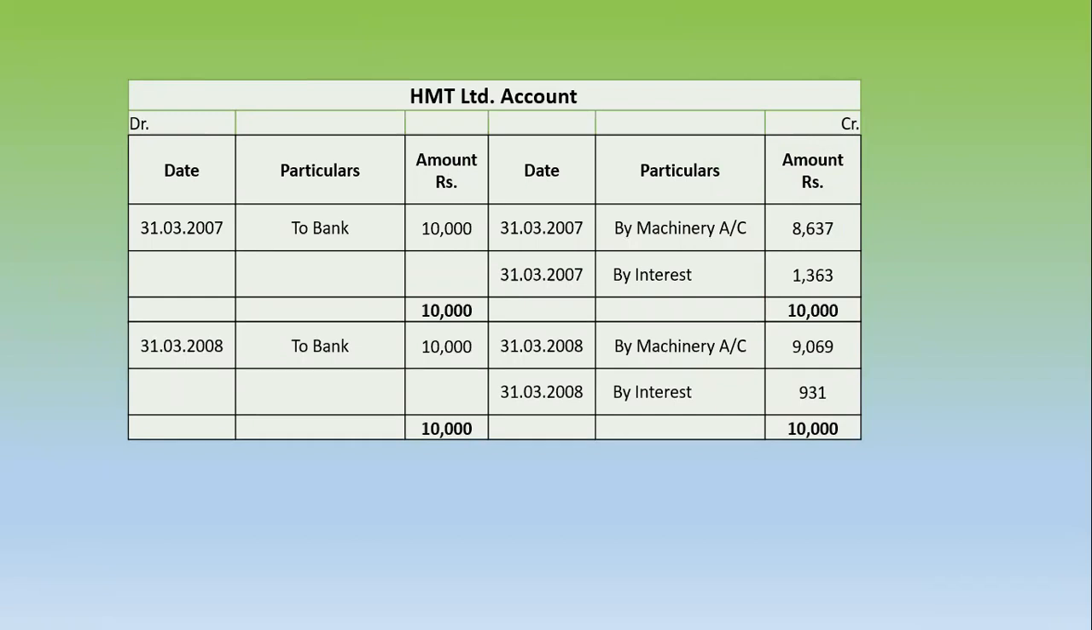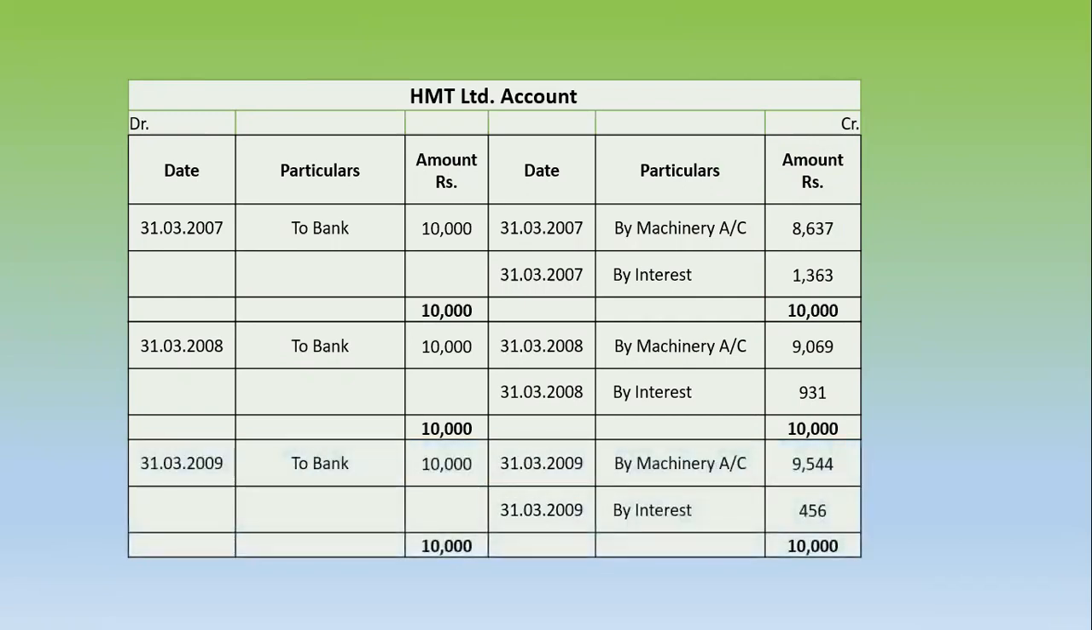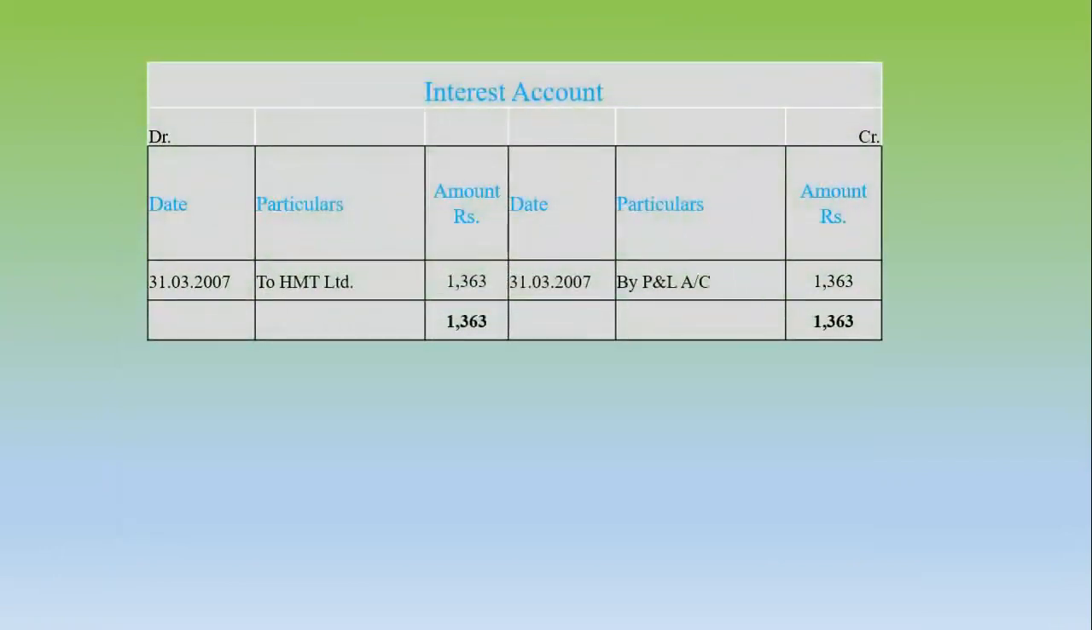So to bank account 10,000, and machinery account 9,069, interest account 931. So total will be 10,000. And third year also we pay the same 10,000, and machinery account is 9,544, interest will be 456. So we get 10,000 total for each of the three installments. Now we will go for the third one, interest account. How much interest are we paying for each installment? First year you are paying 1,363.